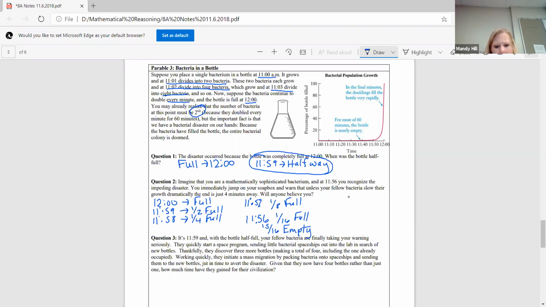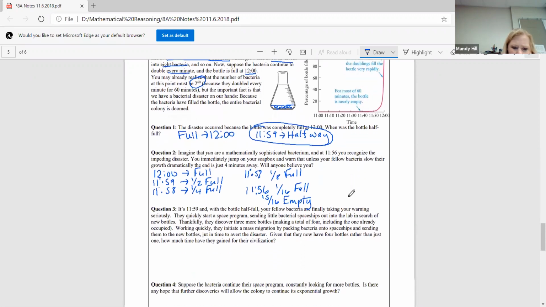So if the person is not familiar with this mathematics, if the bottle is 15/16 empty, I mean, if we're talking about a bottle and we divided it into 16 parts, we're talking about like way down here is all that we would have filled up at 11:56. Now they're probably not going to believe you if they don't understand how it's going to double.